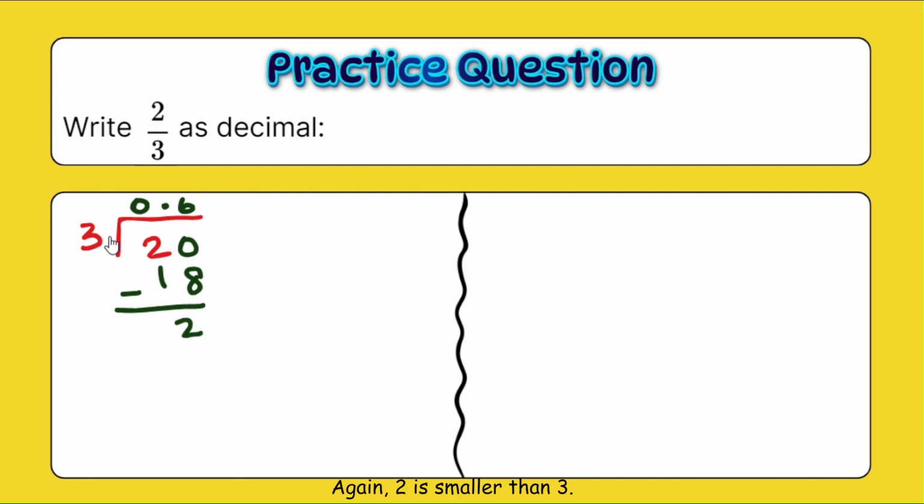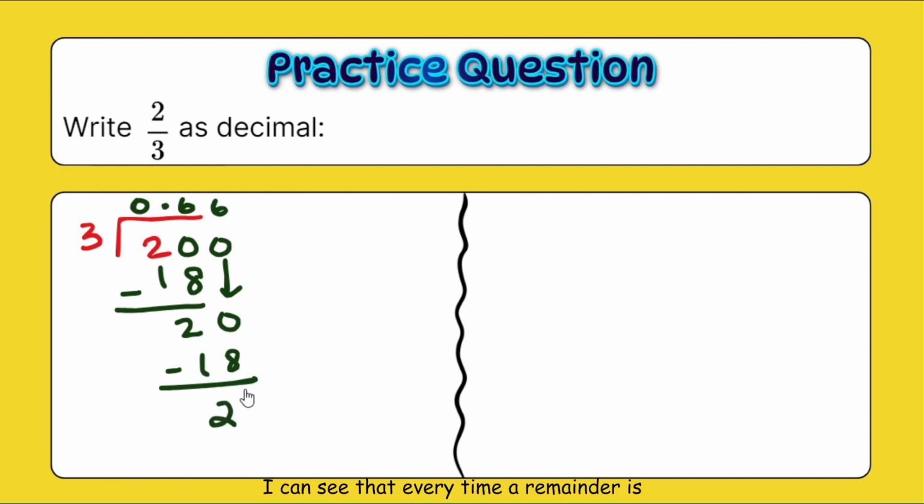Again, 2 is smaller than 3, so I'm going to add a 0, bring that 0 down, that makes it 20. Again, 3 times 6 is equal to 18. 20 minus 18 is again equal to 2. So I can see that every time the remainder is 2. That means my answer is going to be 0.666 recurring, and this will not stop.